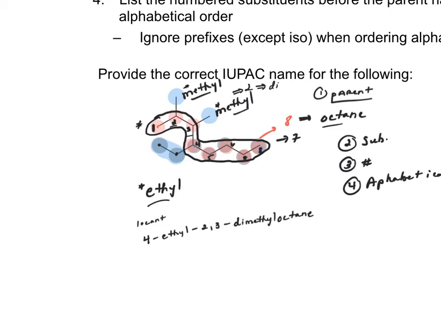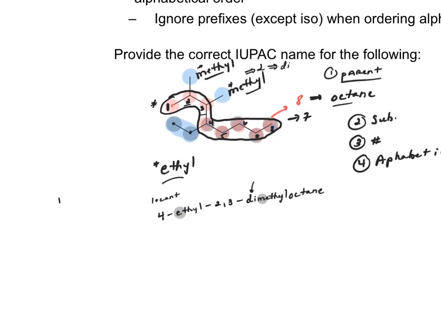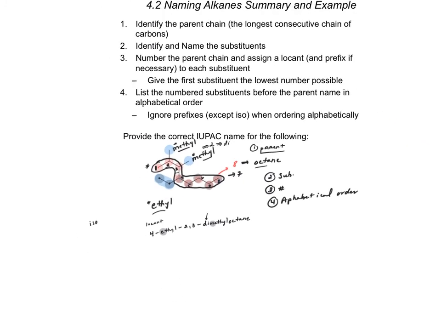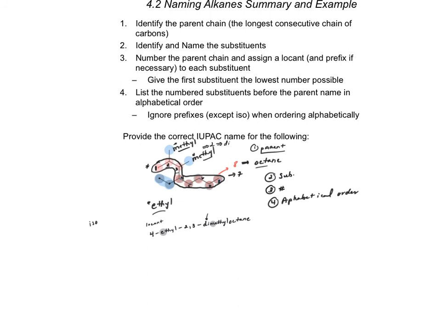So really quickly, note that I only used ethyl and methyl as my alphabetizing. I didn't use the prefix di, right? So we do not use these prefixes when we're alphabetizing. The only ones we do use to alphabetize are anything that has an iso, or anything that has a cyclo. If we have things with tert or sec-butyl or any of those, we don't use these to alphabetize, but if you do have an iso prefix or a cyclo prefix, we will use those to help us alphabetize.